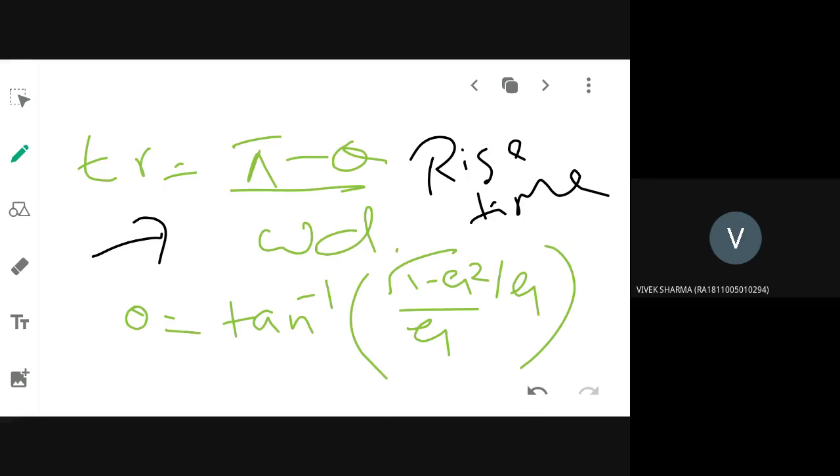This formula I will check whether it is correct or not. Wait for 1 second. Just let me check whether it is correct or not. Maybe I had written it wrong.